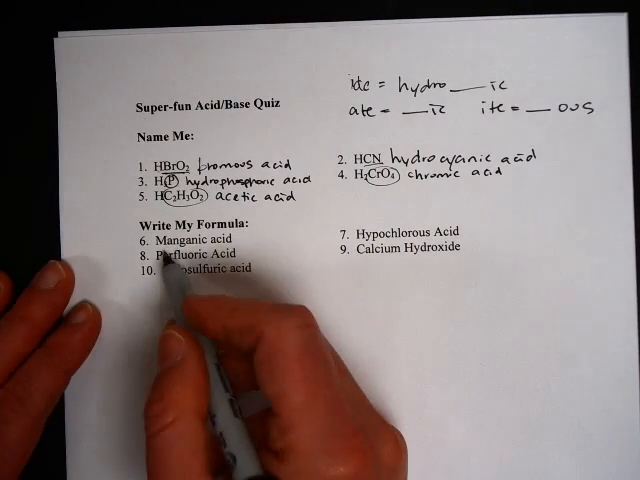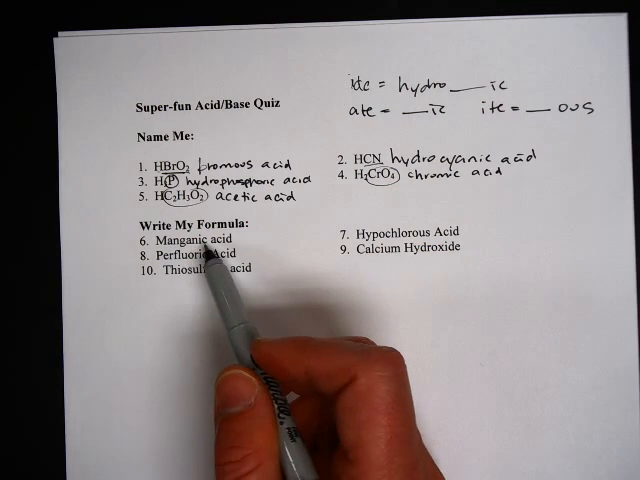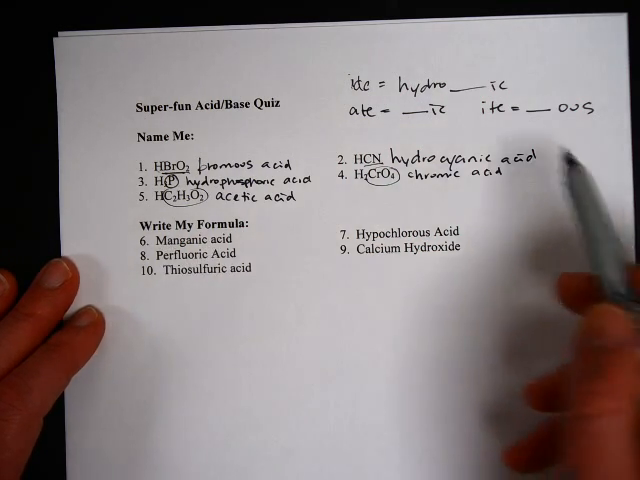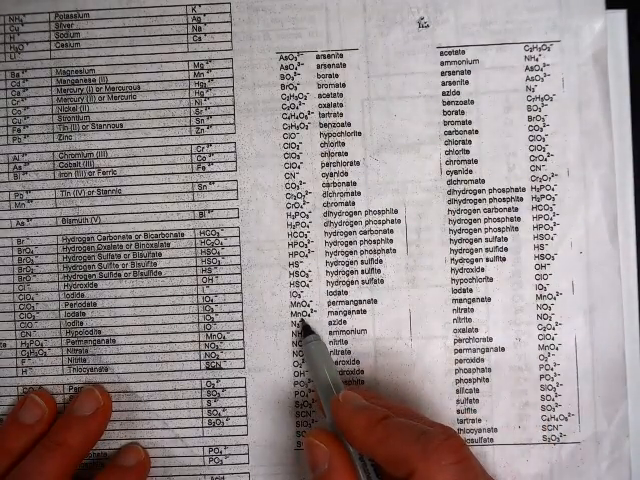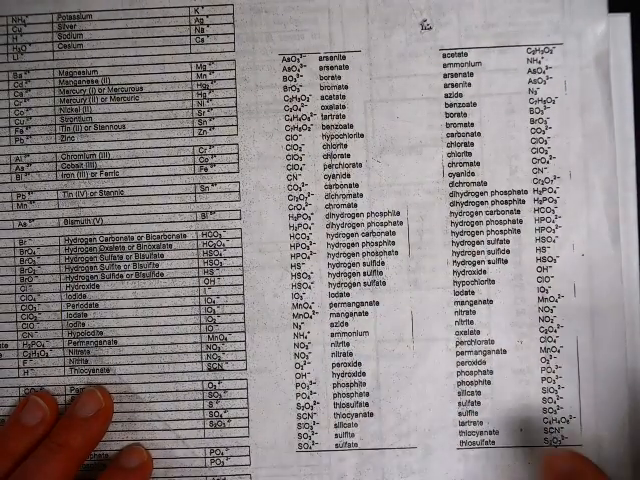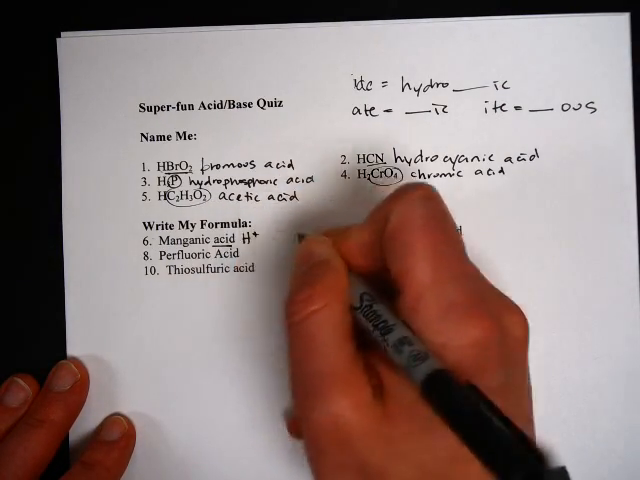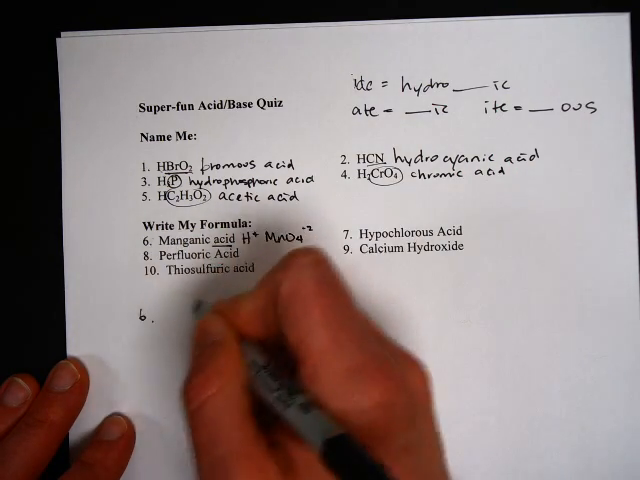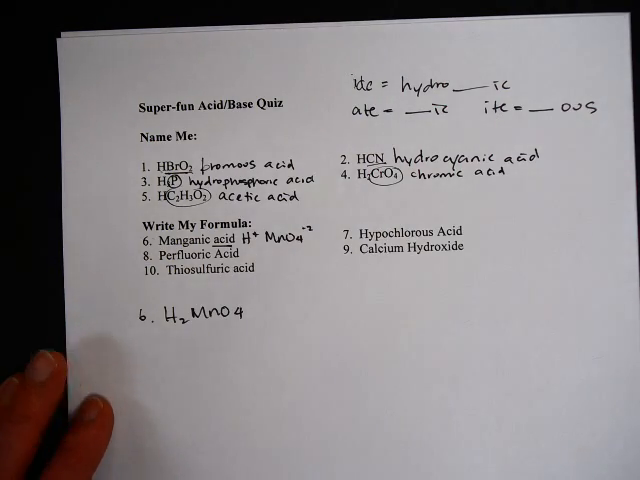And then if you want to write things backwards, from the name to the formula, you just read what it says. IC means here ATE, so you're looking for manganate. So you go look up manganate on here, which is right here. MnO4, it's got a -2 charge. And then you crisscross it. Since it's an acid, you always crisscross it with H. So H plus MnO4, which has a -2 charge. So the formula ends up being, for number 6, H2MnO4.